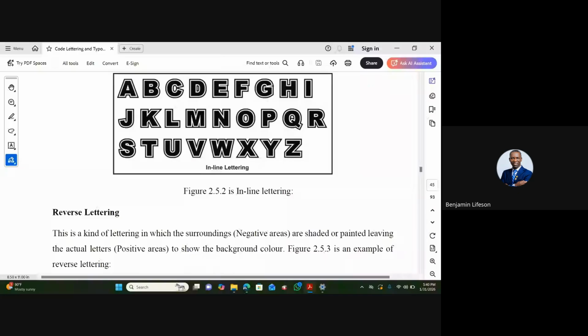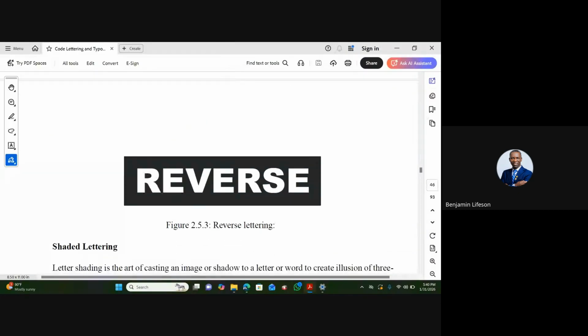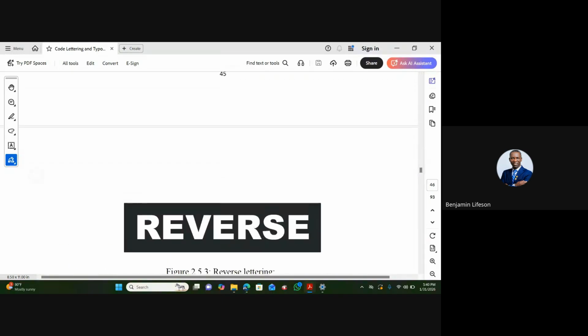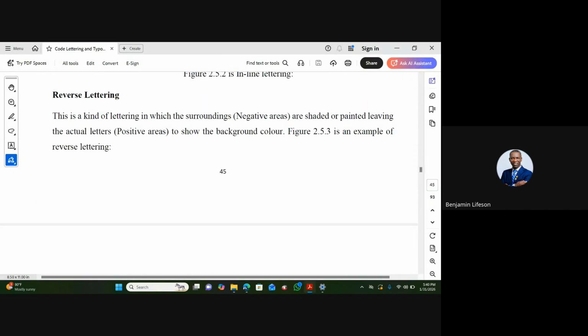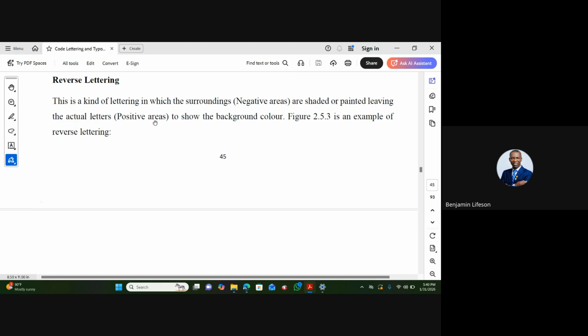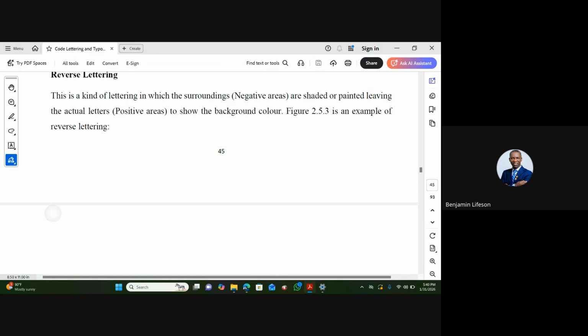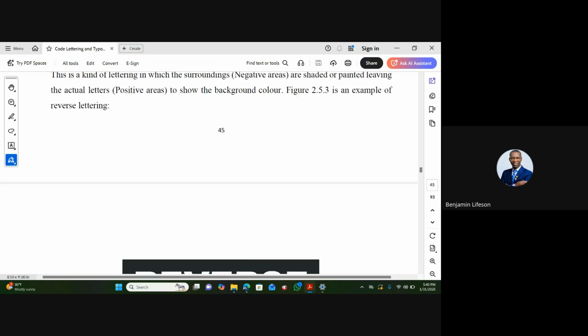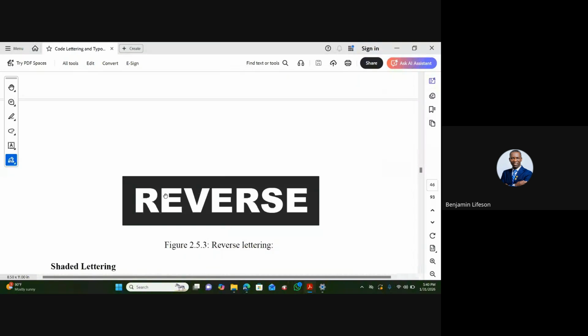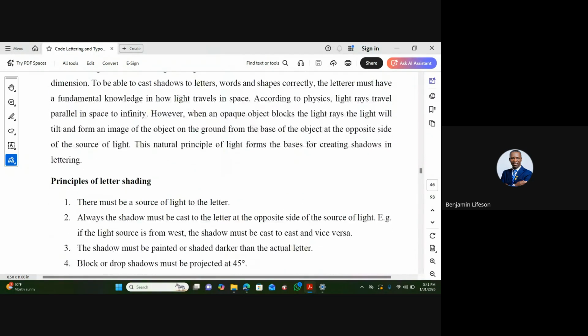Inline lettering. Then we have reverse. Okay. Now the reverse. This is a kind of lettering in which the surroundings, the negative areas are shaded or painted. So this type, we have not written this. So we didn't paint the letters, but rather we painted the outside of the paper to bring out the letters. So that is reverse. Then we have the shaded.